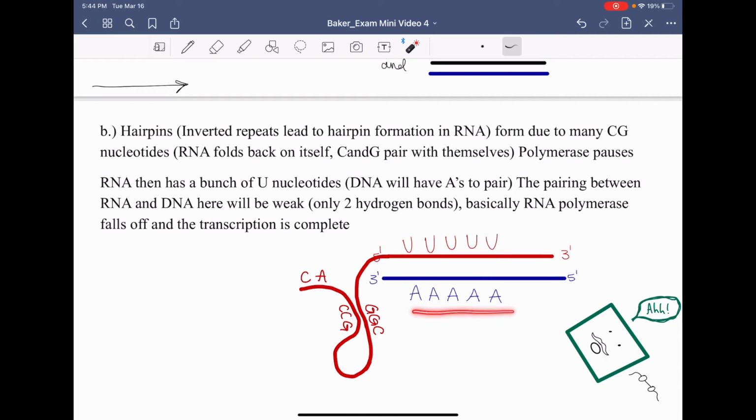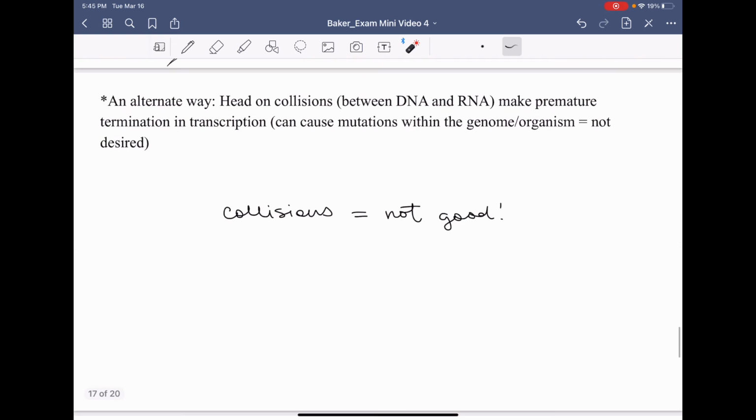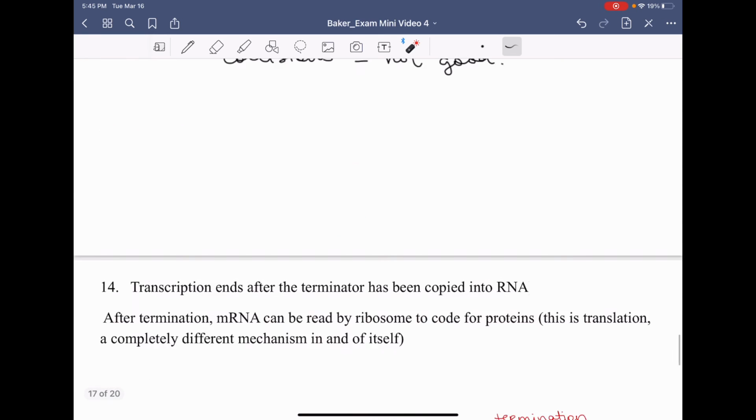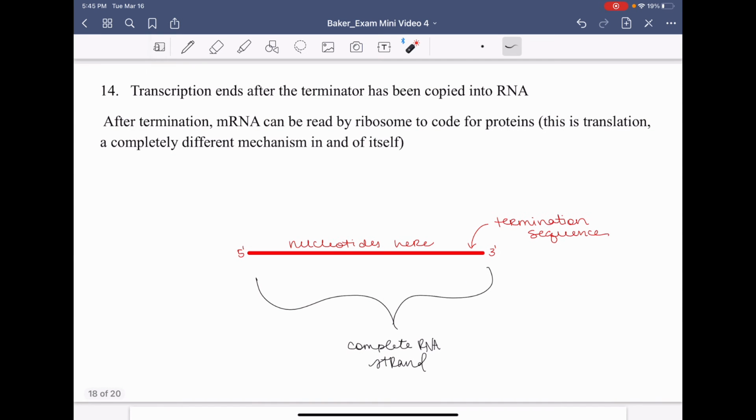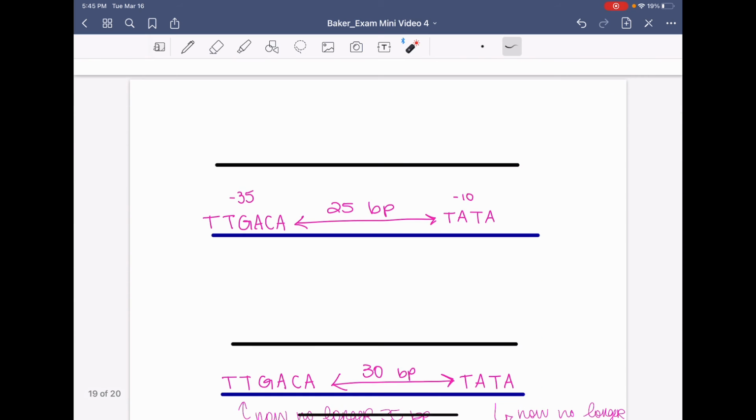The DNA is going to have a lot of A's after this has happened, and U's we know bond with A. As I said before, these are relatively weak bonds, so the RNA polymerase is basically going to fall off because this is not as stable as it could be. There's also head-on collisions, which make premature terminations, and these are not good. So after a terminator has been transcribed into our sequence, that basically tells us that transcription is over, and this can be translated into proteins or whatever it needs to be.